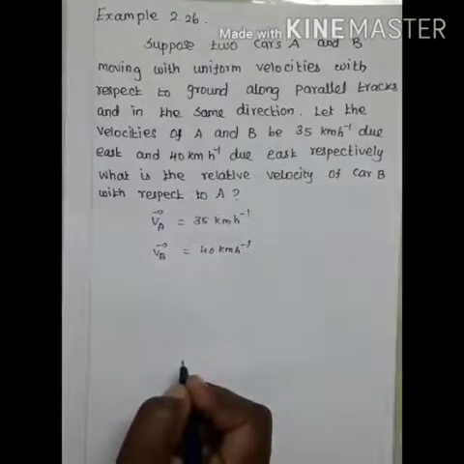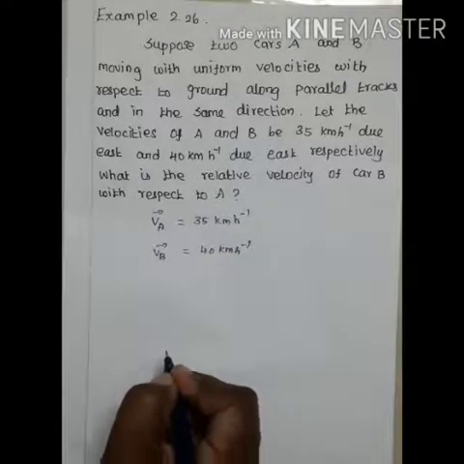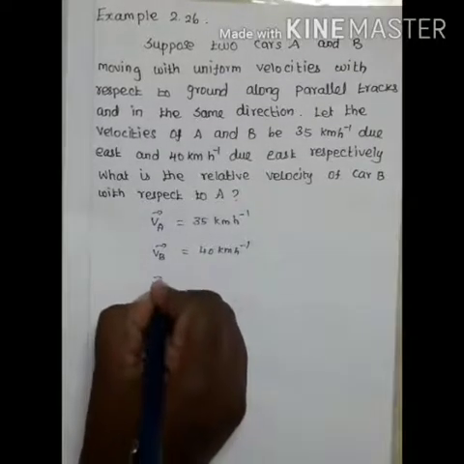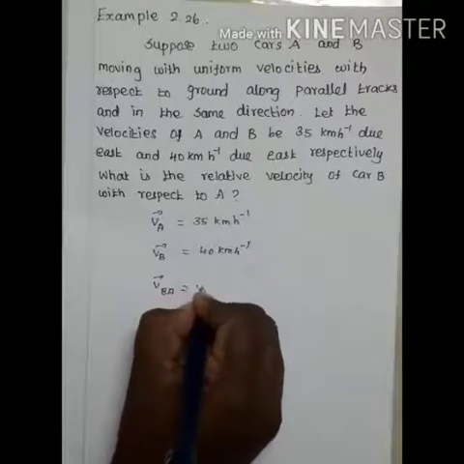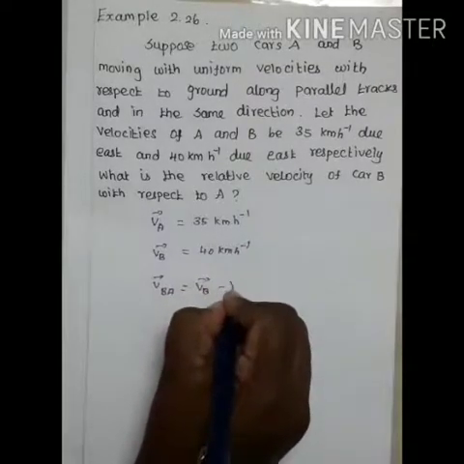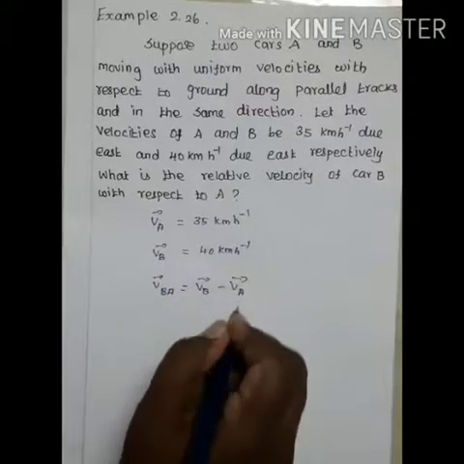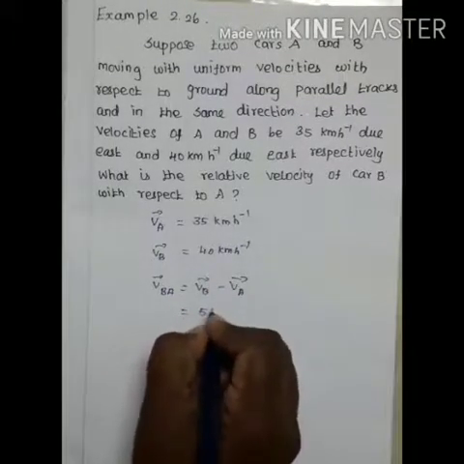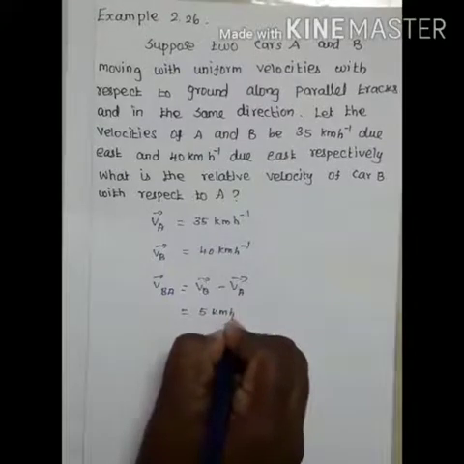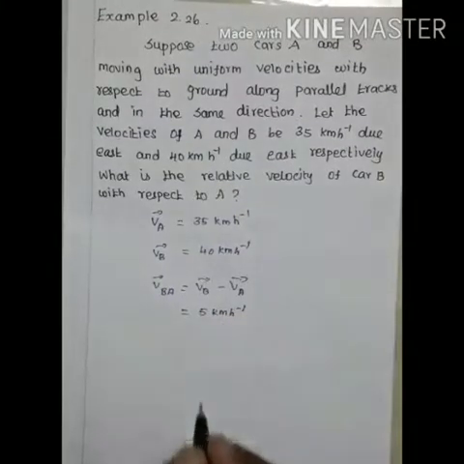The relative velocity of B with respect to A: v_BA = v_B - v_A. Therefore, it is 5 km/h due east.